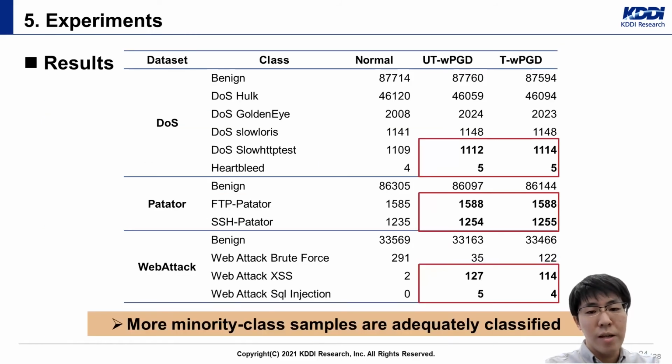Now, I will show the details of the multi-class classification. The results of the DoS and PortScan are almost the same in both untargeted and targeted models. So here, we refer to the web attack results. The number of correctly classified samples in the web attack brute force and web attack XSS classes are unstable. The normal model could not consider the class distribution, and therefore the classification boundary is not well constructed.